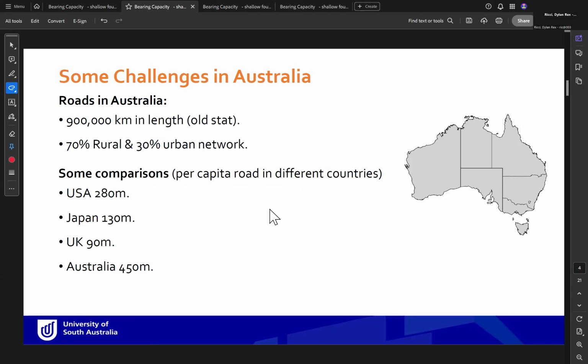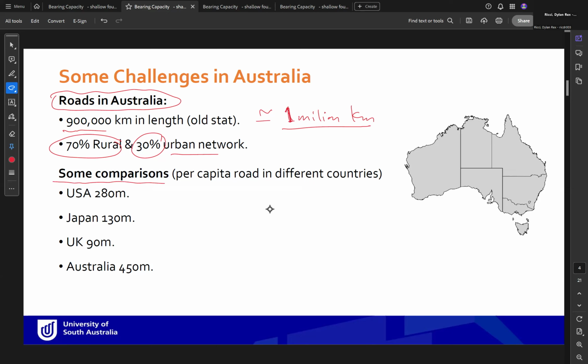And if we look at the roads in Australia, they total almost 900,000 kilometers, or almost 1 million kilometers. 70% of these roads are in rural areas and only 30% in the urban areas. However, both the rural and urban networks need to be maintained and improved to connect the farms and the towns to transfer the goods and the vegetables and so on. So that's why controlling this length of roads is a bit challenging in Australia.